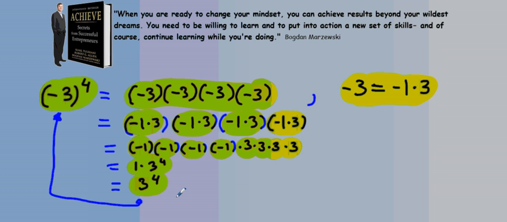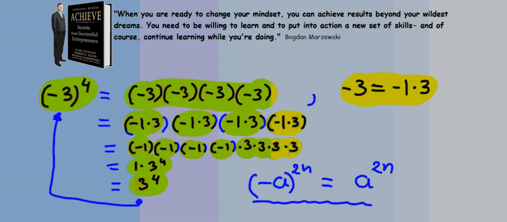And that only works when the exponents are even. So (-a) to the 2n in brackets with negative sign is always equivalent to a to the 2n. So this is always valid when exponents are even.